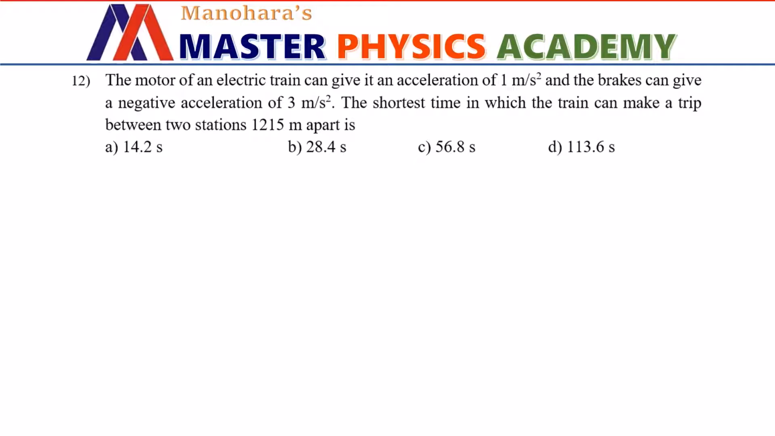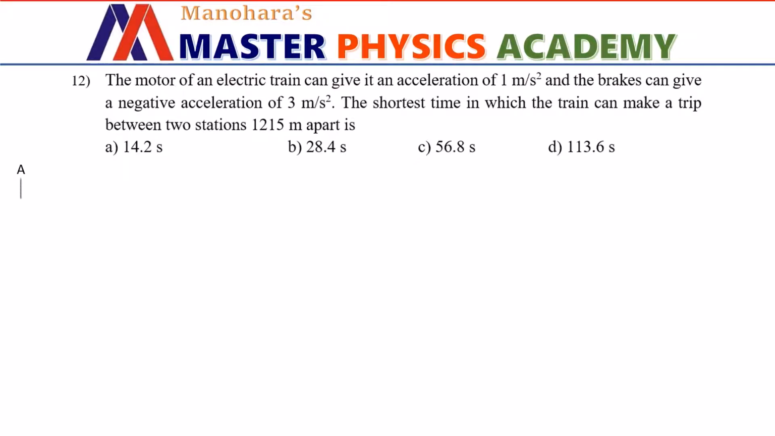The motor of an electric train can give it an acceleration of 1 meter per second squared, and the brakes can give a negative acceleration of 3 meter per second squared. The shortest time in which the train can make a trip between two stations 1215 meter apart is.